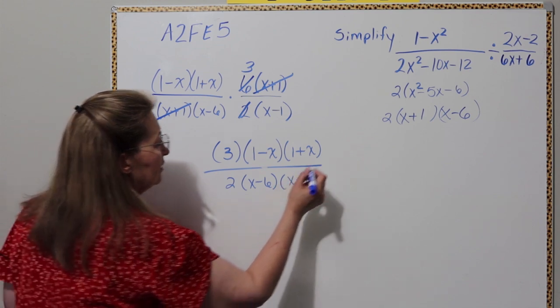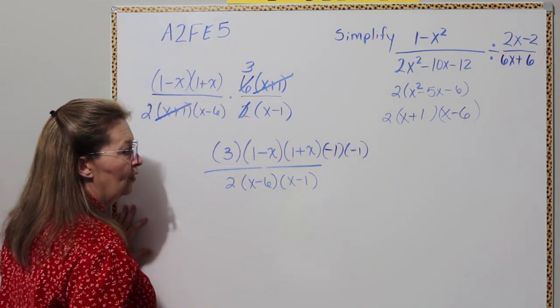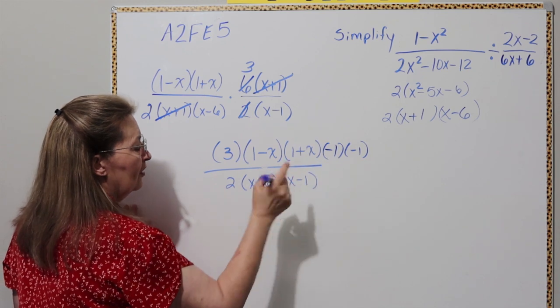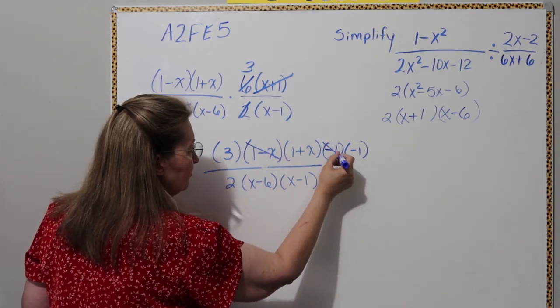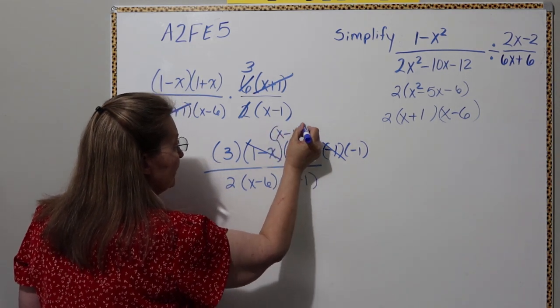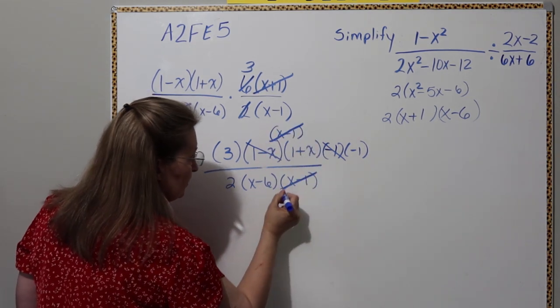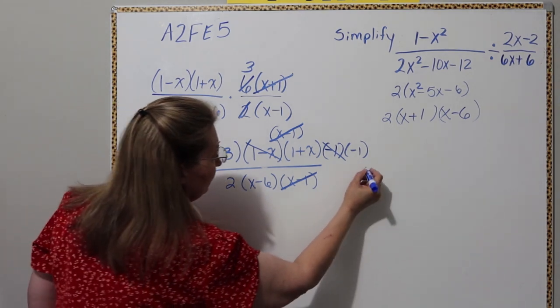So what we do is we say I'm going to multiply by -1 times -1. And you can put one on the top, one on the bottom, whatever you want to do. Now when I multiply this times -1, I get x minus 1, which then cancels with that. And that was pretty messy, so let's clean that up.